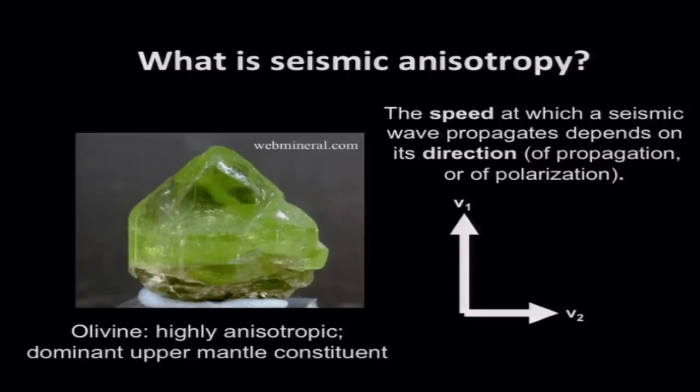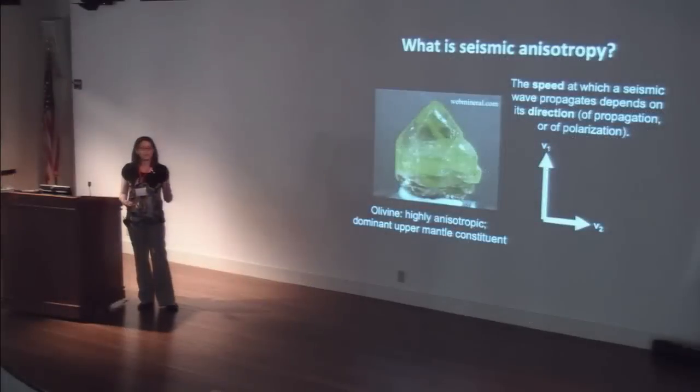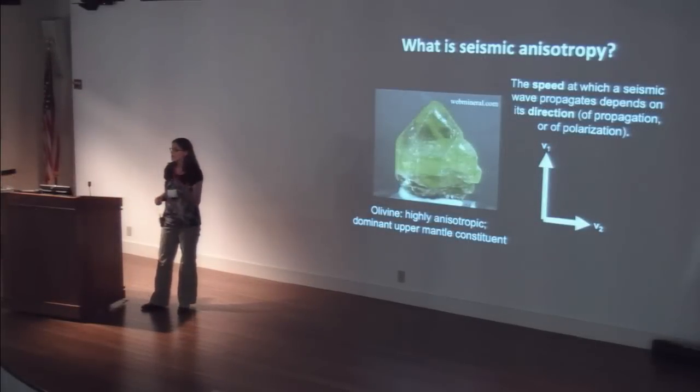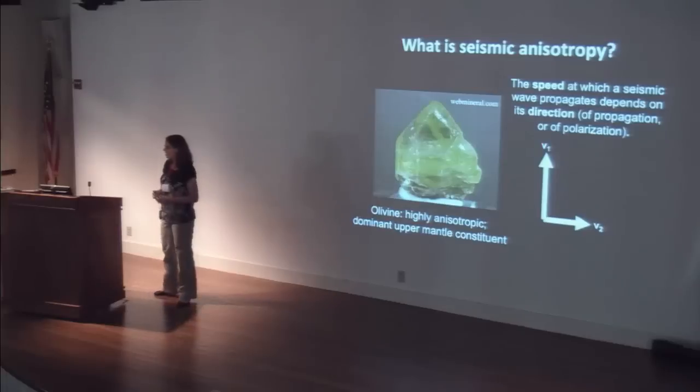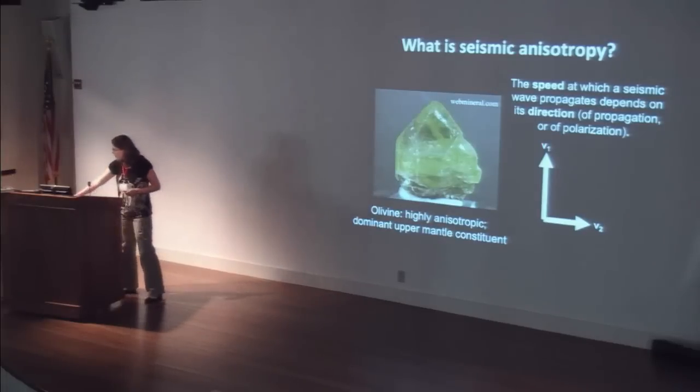And I've accompanied this simple little diagram with just a photograph of a single crystal of olivine. Olivine is, of course, the primary constituent of the upper mantle, and it also has a pretty strong intrinsic anisotropy. So a single crystal of olivine has a shear wave anisotropy of about 18%. So when we're thinking about anisotropy in the mantle, we're mainly thinking about it in terms of olivine.